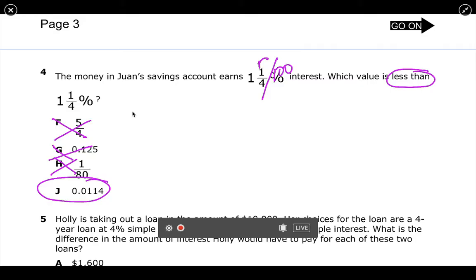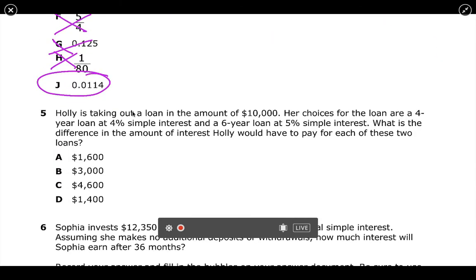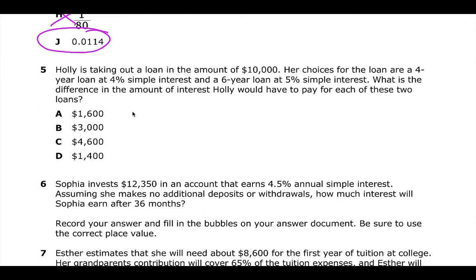Okay, delete all. Number 5. Holly is taking out a loan. I feel like I told my kids, do not take out loans for school. I told mine not to unless it's last resort. In the amount of $10,000. Her choices for the loan are a 4-year loan at a 4% simple interest rate. Or, so it should actually say or. Yeah, or would make more sense there. We're going to change that.